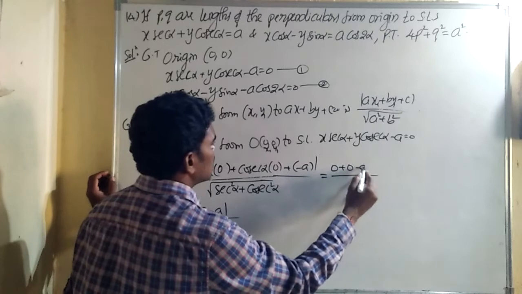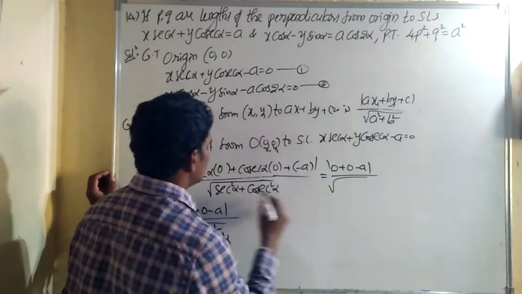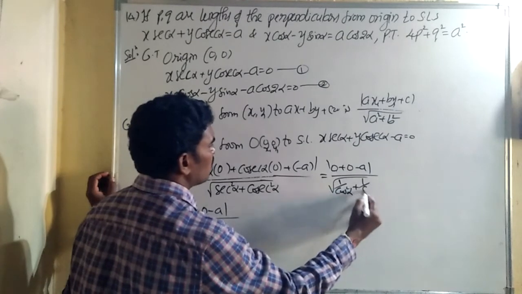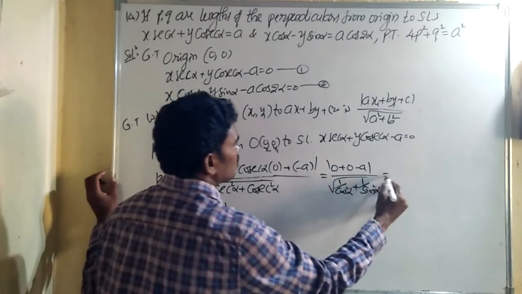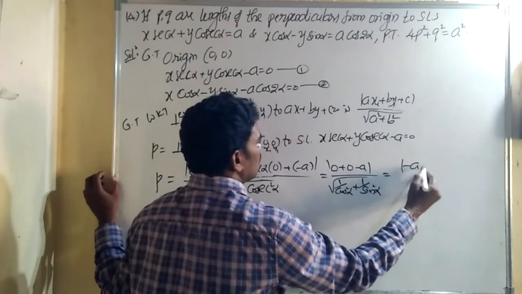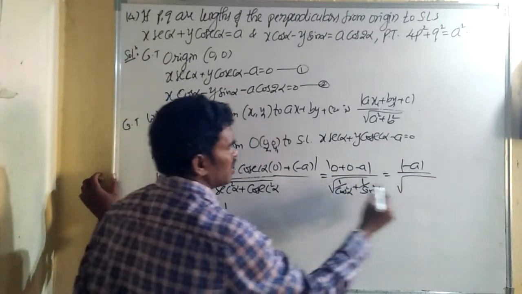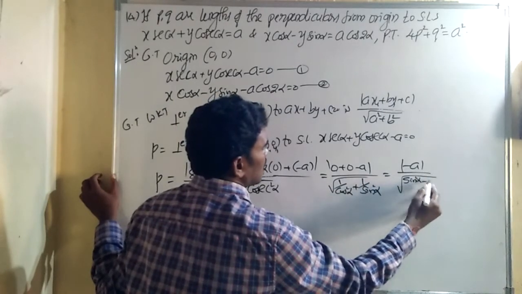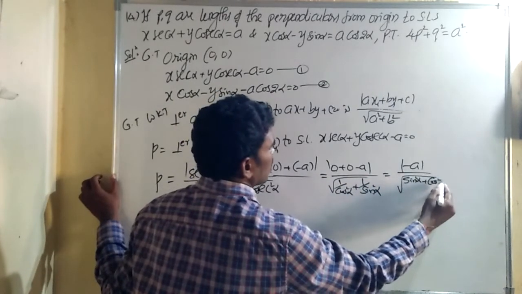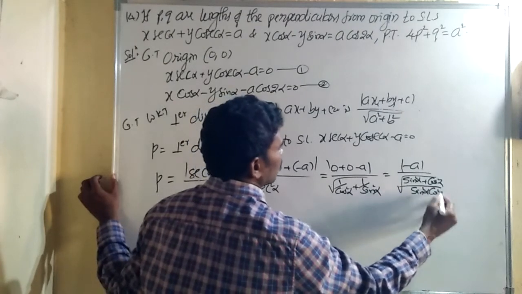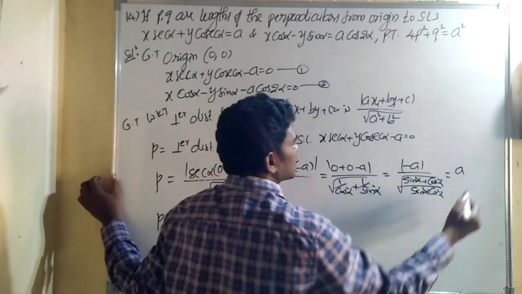Modulus of minus a by root of secant square, which means 1 by cos square alpha, and cosecant square means 1 by sin square alpha. So modulus of minus a by root of, cross multiplying, sin square into 1 by sin square plus cos square into 1 by cos square alpha, by sin square alpha cos square alpha, is modulus of minus a and plus a.